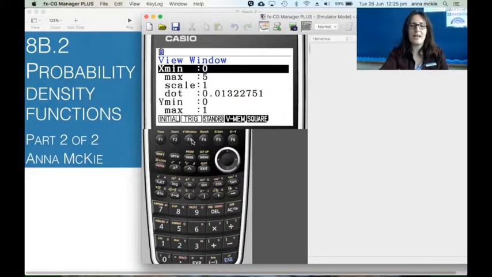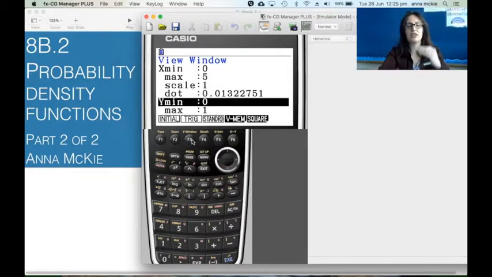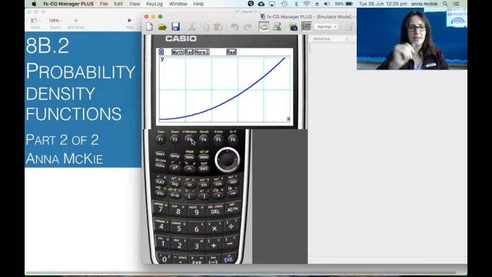For the view window, you might start with a standard, but it said between 1 and 4. I like to go one either side of that, so I'm going 0 to 5 with a scale of 1. And for y, just go from 0 to 1, which should be fine. We'll draw that, and here's our function. The first part was to check that it was a probability density function, which means that the area under the curve between 1 and 4 will be 1.